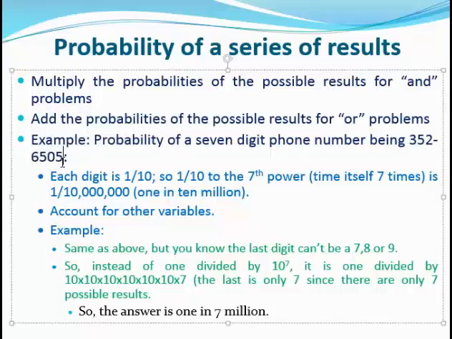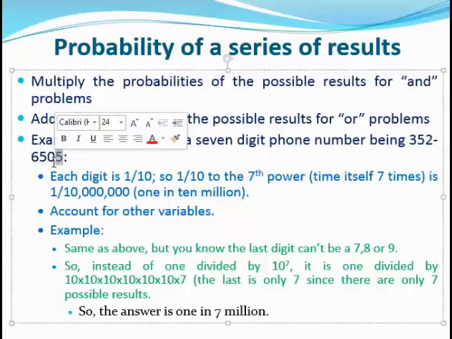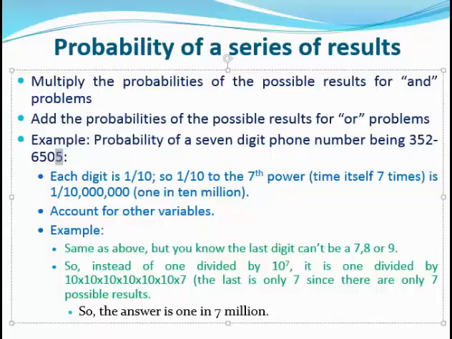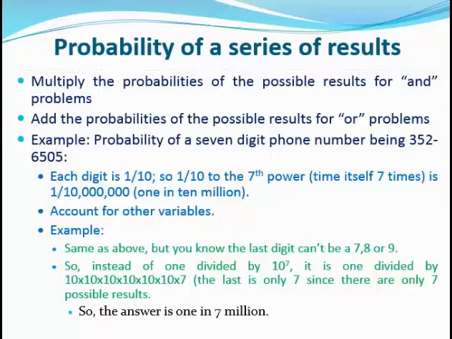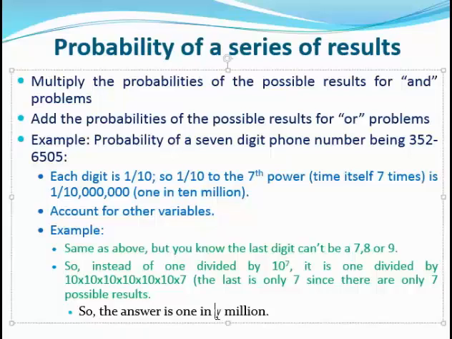But the last digit, now there's only 7 possibilities. This last digit can only be a 0, 1, 2, 3, 4, 5, or 6. So instead of being 1 over 10 to the 7th power, it would be 1 over 10 times 1 over 10, six times, times 1 over 7. Because for that last one there are only 7 possibilities, and if you multiply those up, you're going to get 7 million instead of 10 million.